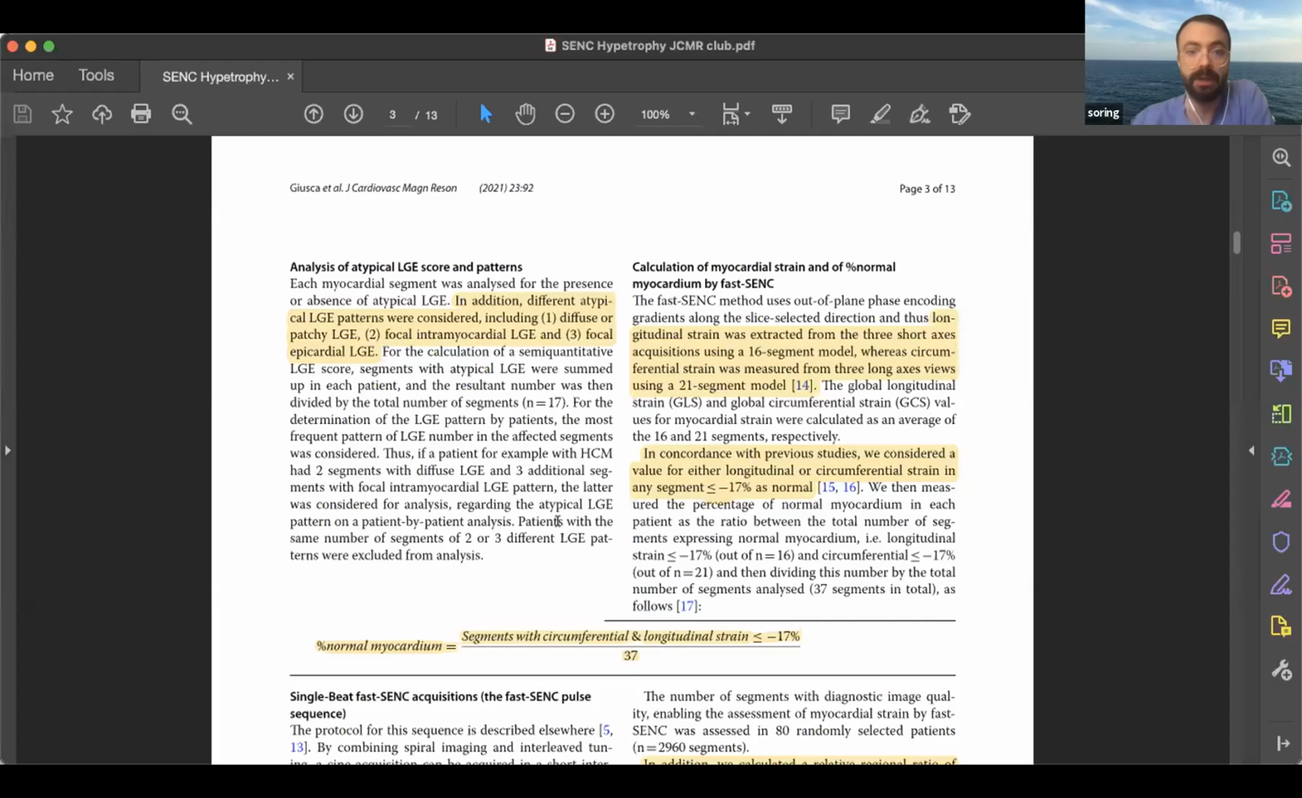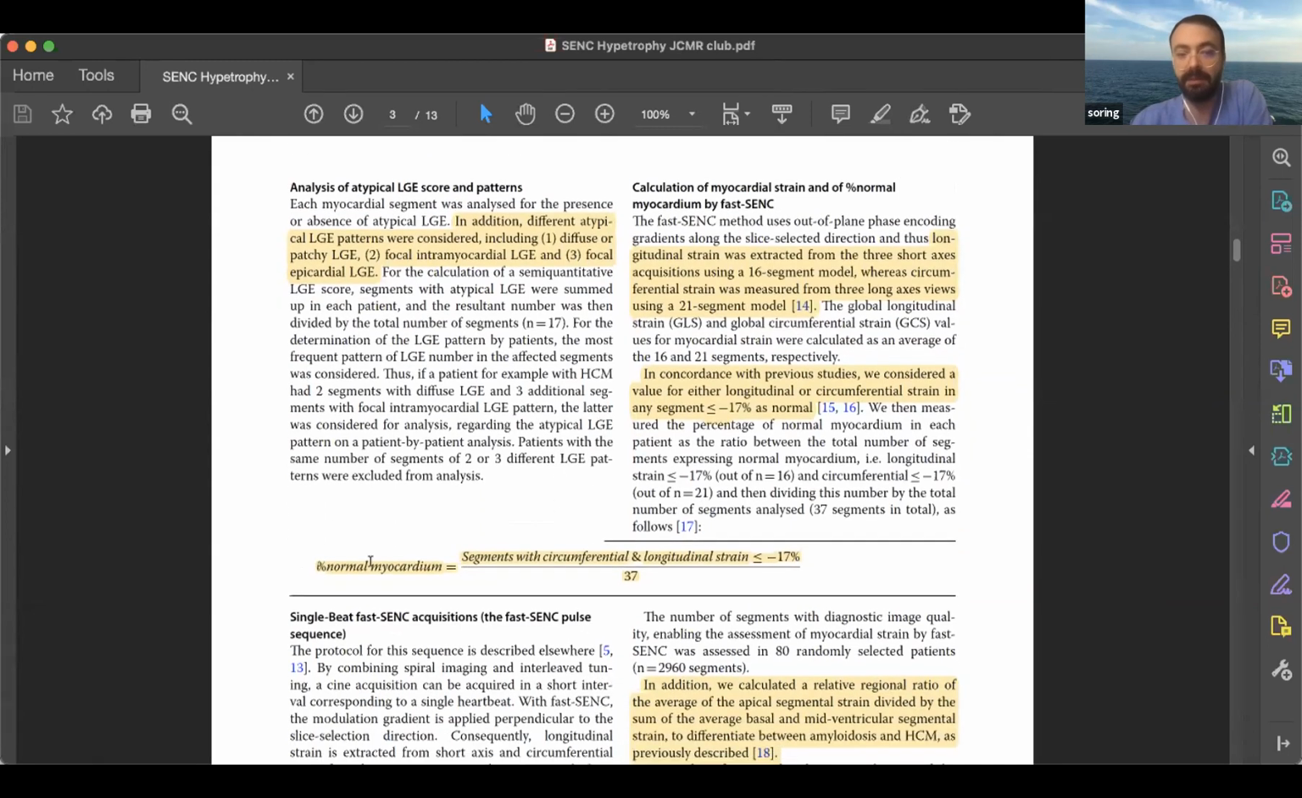So we also looked at the late gadolinium enhancement. We derived a semi-quantitative score depending on segments who exhibited late gadolinium enhancement, as well as looked at the distribution of late gadolinium enhancement, either intramyocardial or diffuse late gadolinium enhancement.